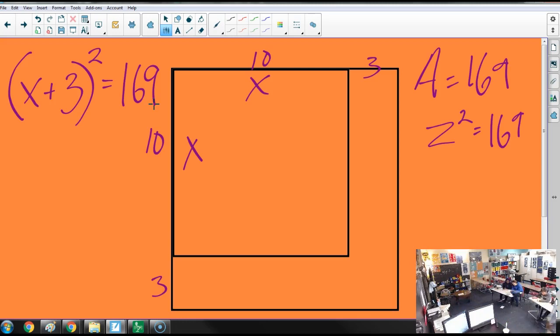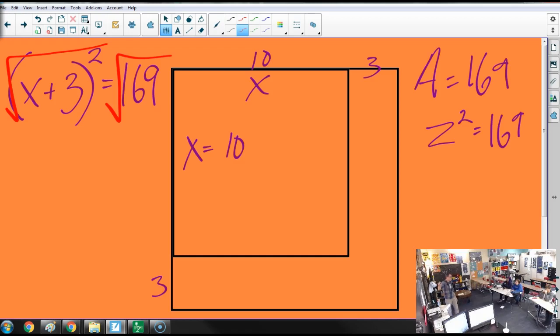Should we start by squaring that binomial? Or is that what Sammy thought through, was squaring that binomial? Did Sammy do x squared plus 6x plus 9 and then work that? No, what did she do? So she square rooted both sides because this makes it more complicated.